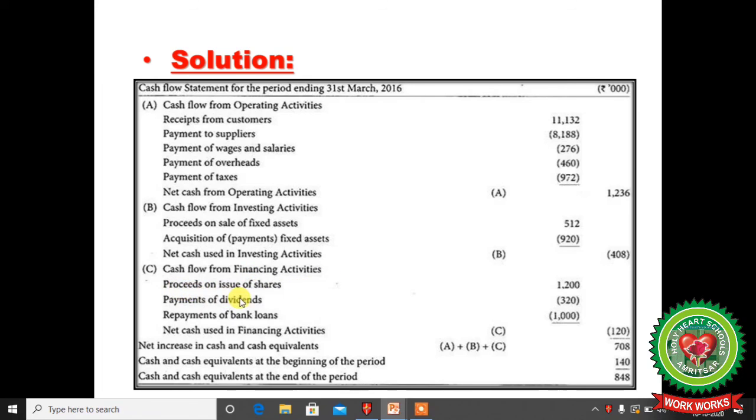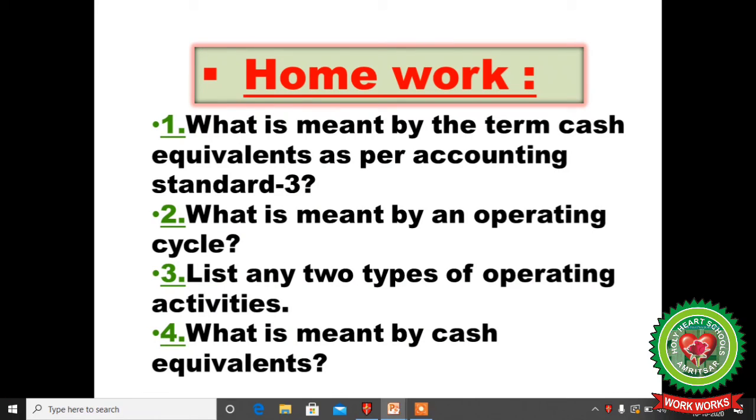Now the third one is financing activities. Proceeds on issue of shares means proceeds of sale of shares 1,200, payment of dividend, you paid the dividend, means cash goes out, negative 320, and repayment of bank loan 1,000, so the negative balance is 120. At the end, after adding the cash and cash equivalents at the beginning of the period, 140, you get 848 as the cash at the end of the period. Add the cash and cash equivalents at the beginning and the balance is the end period cash balance. Now it's time for your homework questions.